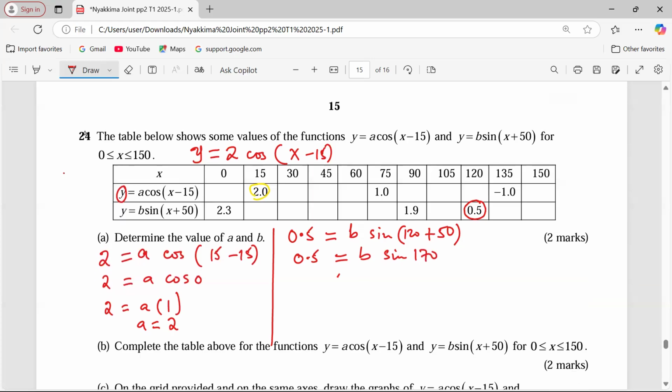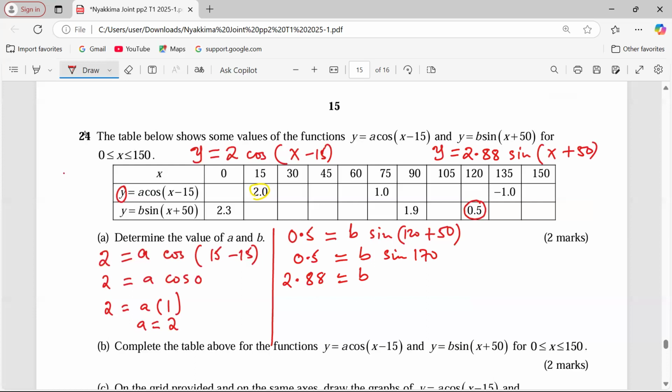So for us to get b, we need 0.5 divided by sine 170. And that becomes 2.88 to 2 decimal places. So it means that the second function is y equals 2.88 the sine of x plus 50.